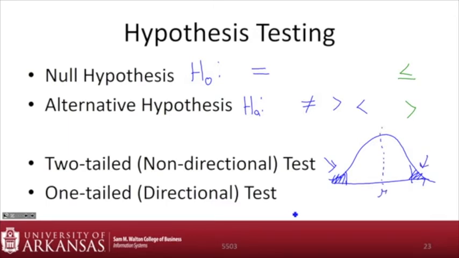And this could be my mean, it could be a proportion, it could be anything. So two-tailed, non-directional. Okay. I don't know which way it goes. It's not equal to. One-tailed, I've got a hypothesis that whatever I'm doing is either greater than or less than something else. We'll put this all together with examples here in a minute. And this is just kind of big picture concepts.